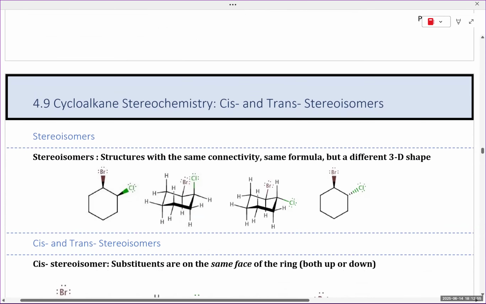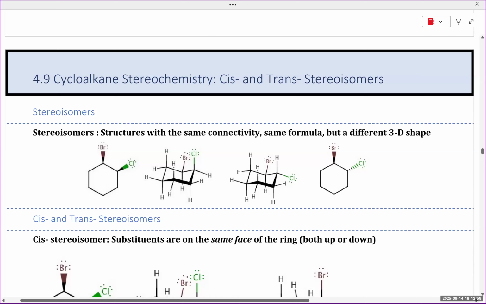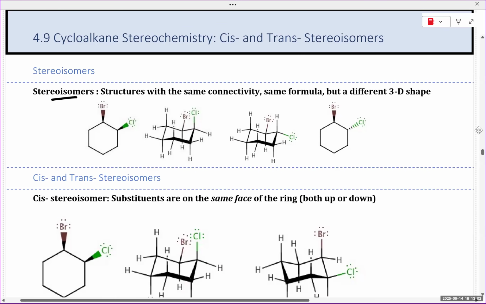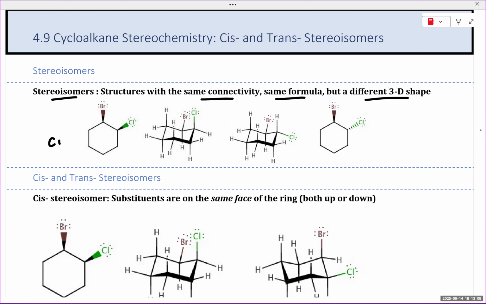Okay, let's talk a little bit about cycloalkane stereochemistry in the context of cis and trans stereoisomers. Stereoisomers are structures with the same connectivity, same formula, but a different 3D shape. An example of this are cis and trans stereoisomers, where we have the same connectivity, but as you can see from these three-dimensional pictures, these two molecules have dramatically different 3D shapes. Does everyone see here how the chlorine is in a different position if we compare these two chair conformations, and thus how these two molecules have a different shape? These two structures represent stereoisomers, specifically cis-trans stereoisomers.